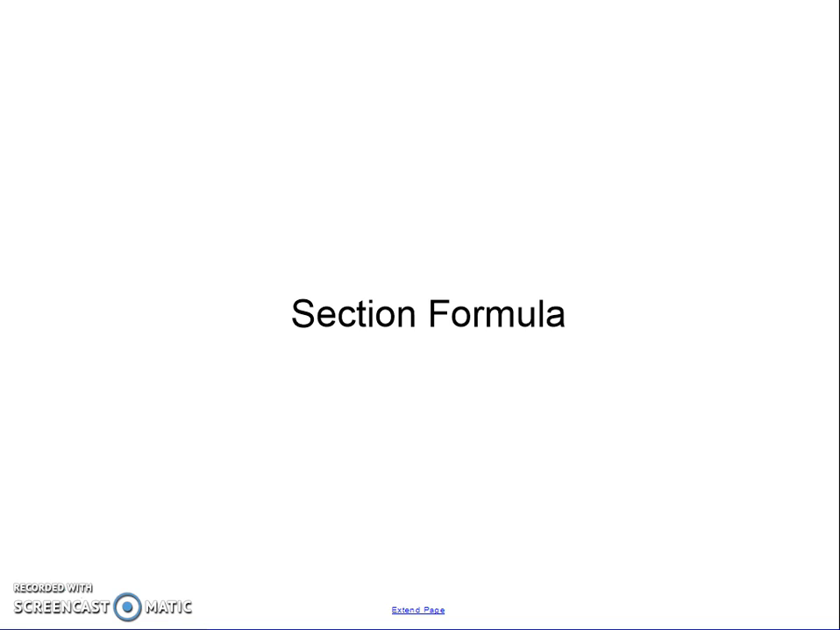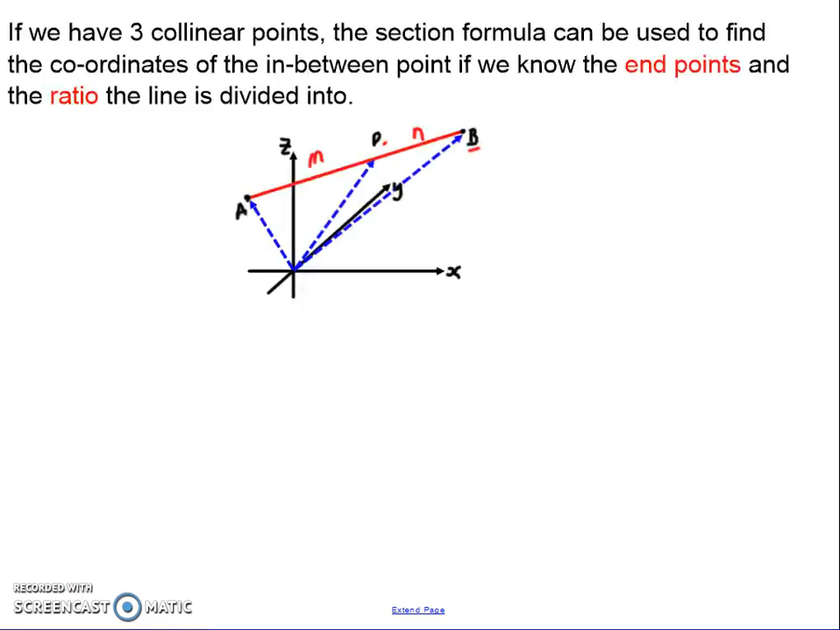What we're going to do is take this and extrapolate it and apply it a little bit further. We're going to look at something called the section formula today. Now, the easy way to think about that is with this 3D demonstration. Imagine we've got 3 collinear points. Now, the section formula is something we can use to find the coordinates of the in-between point if we know the endpoints of the line and the ratio the line is divided up into.